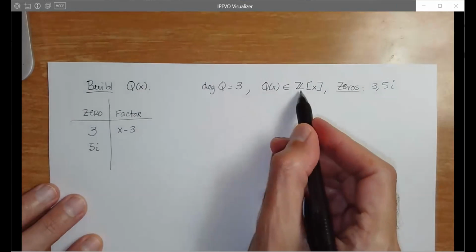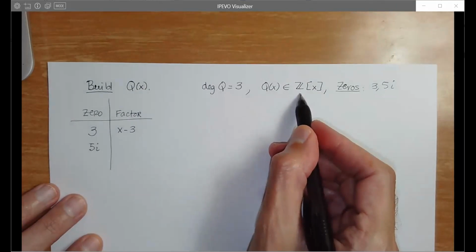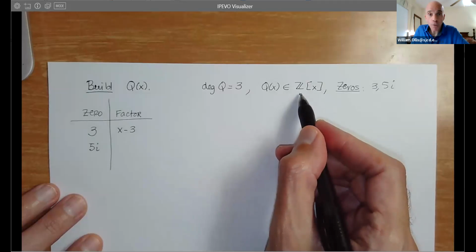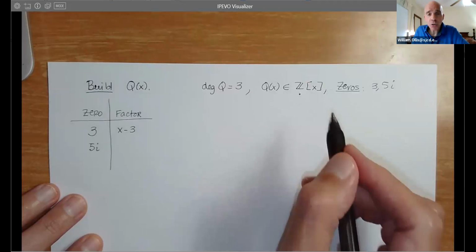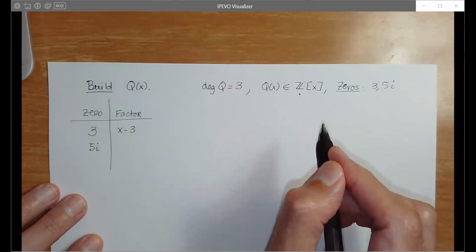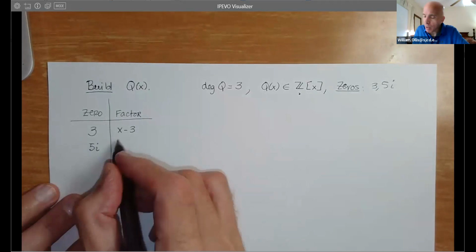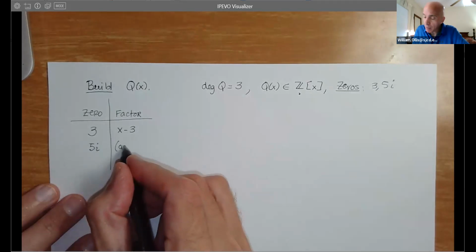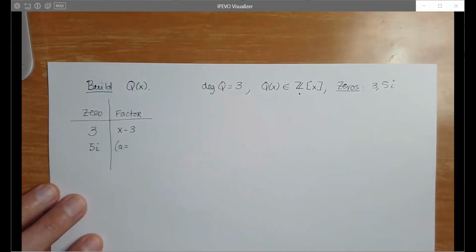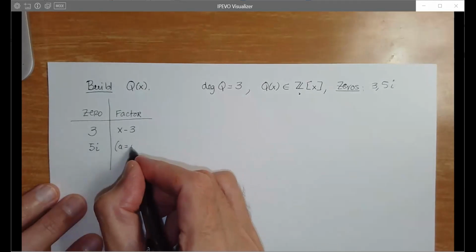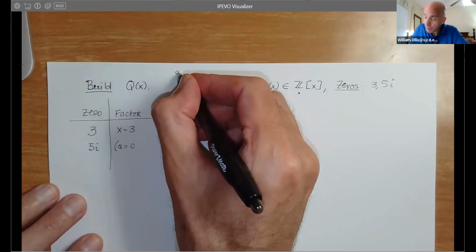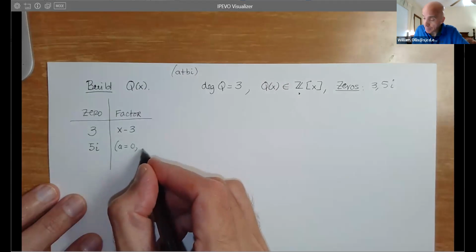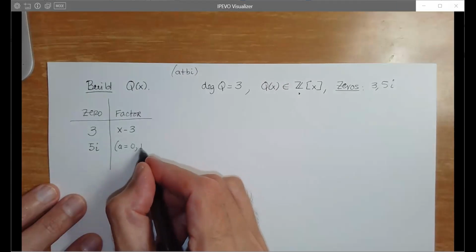Because you have to get the other one, because there's 2 of them. Right, but we need integer coefficients. Is 5i an integer? No, sir. Absolutely not. Imaginary. Okay, so help me out. What's A here? What's A in this imaginary number? Well, A is 0. Remember, A plus Bi. What's B? B is 5.